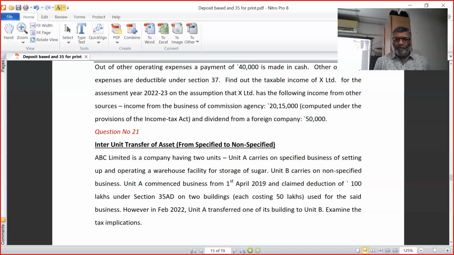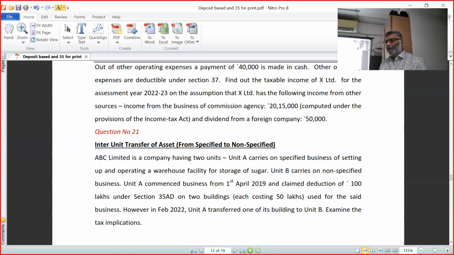ABC Limited has 2 units. Unit A carries on the specified business of setting up and operating a warehousing facility for storage of sugar. Unit B carries on non-specified business. Unit A commenced business on 1st April and claimed a deduction of 100 lakhs under 35 AD for 2 buildings, each costing 50 lakhs, used for the said business. However, in Feb 2022, Unit A transferred one of its buildings to Unit B.